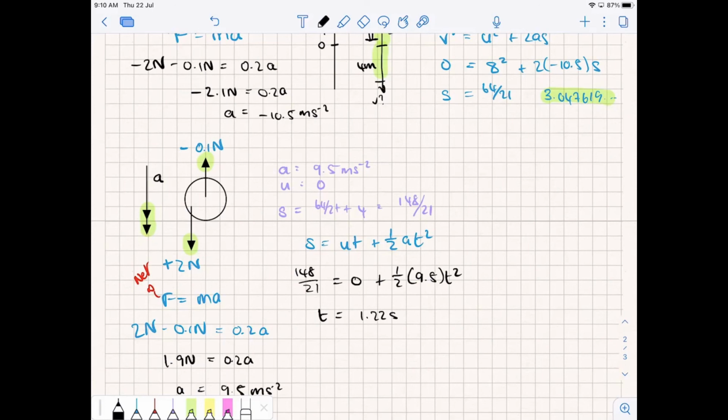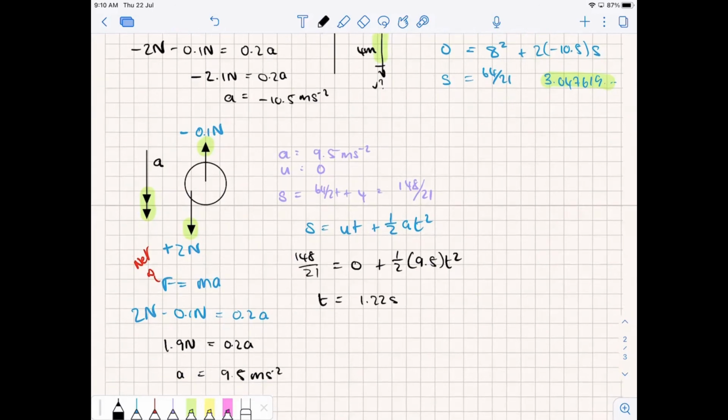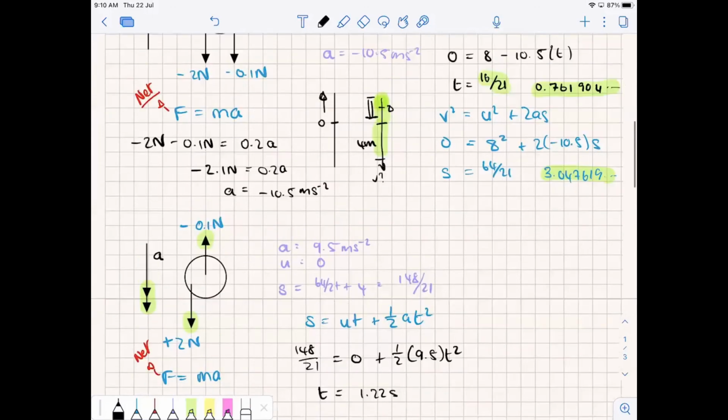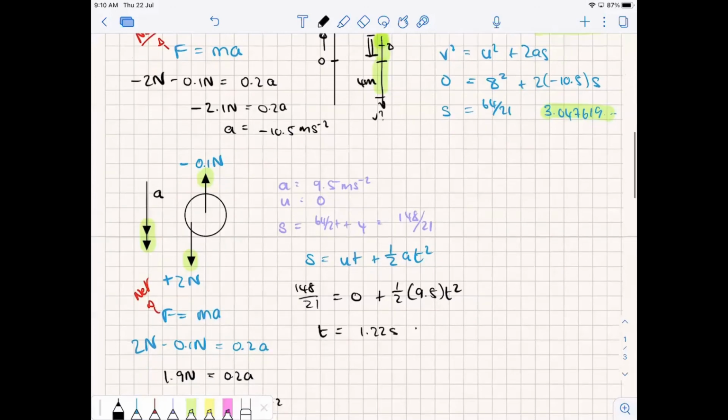Is that my total time, Keanu? No, that's just the time for the second phase. I need to remember that there was time from the first phase as well. That was that 16 over 21. And so I'm going to add the time 2 of 16 over 21. So 1.22 plus 16 over 21. And I'm going to get a time of 1.98 seconds, rounded to 3 significant figures.